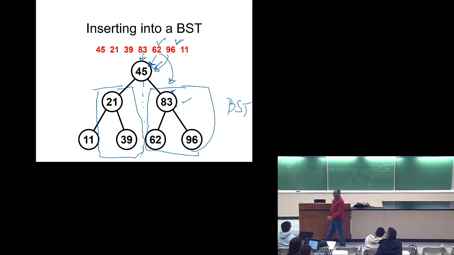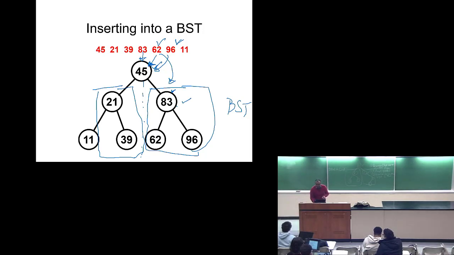If you start from 11, what will be the root? 11, right? If 11 is the root, then 97 goes on the right hand side of 11, 62, you can add just 83, right? So the very first node you start with will become the root.